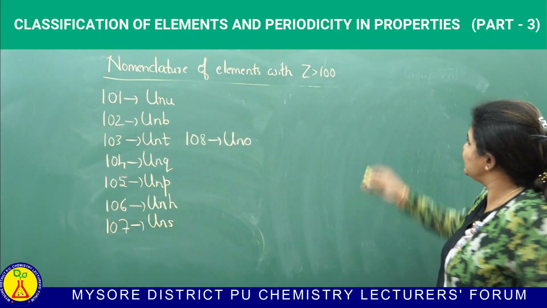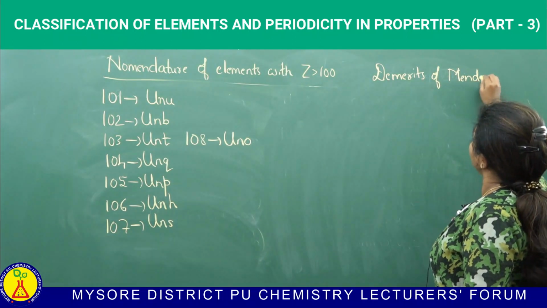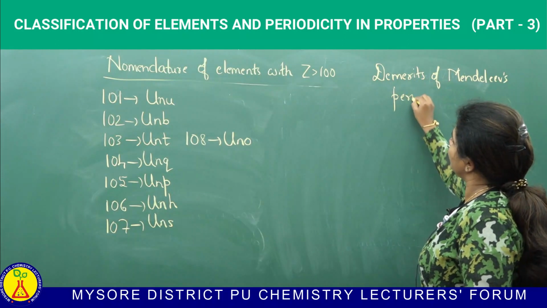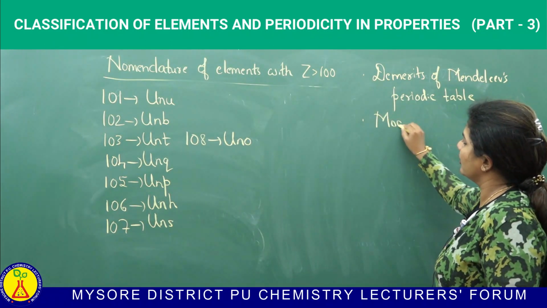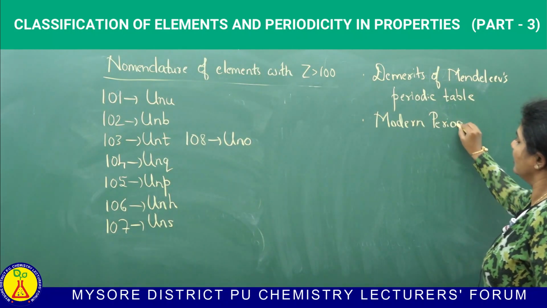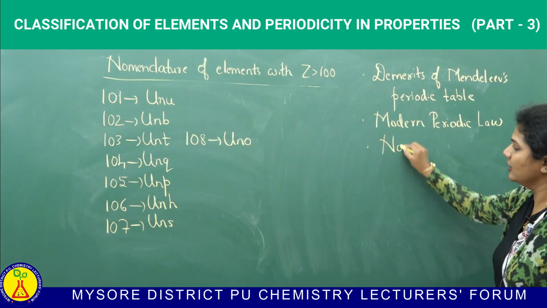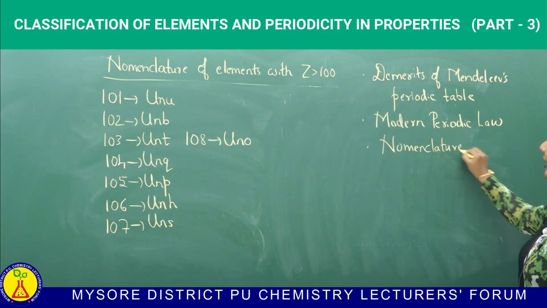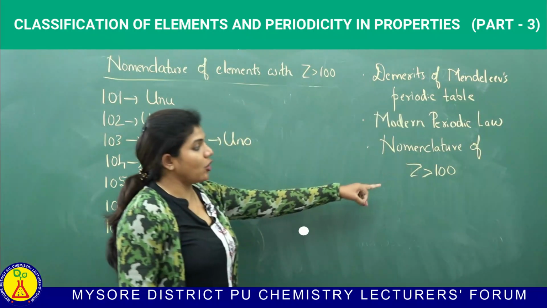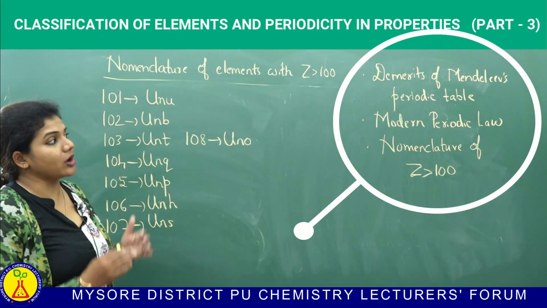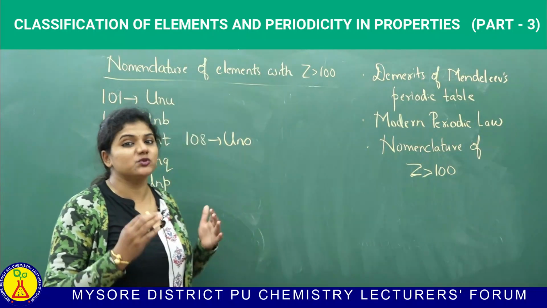First, in today's class you studied the demerits of Mendeleev's periodic table. Next, you studied the concept of modern periodic law. Third, mainly you studied the nomenclature of elements with atomic number greater than 100. Three major concepts: the nomenclature of the elements with atomic number greater than 100, the concept of modern periodic law, and the demerits of Mendeleev's periodic table. These are the three vital concepts you studied in today's class.